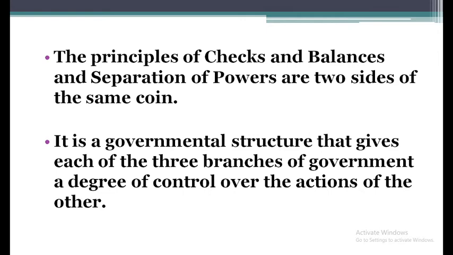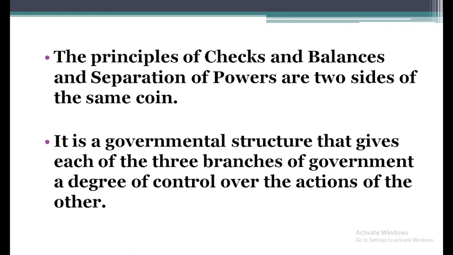This healthy combination is one of the most unique features of the Constitution of the United States. In fact, there is no other constitution in the world where such a healthy combination is found. Checks and balances is a governmental structure that gives each of the three branches of government a degree of control over the actions of the other.